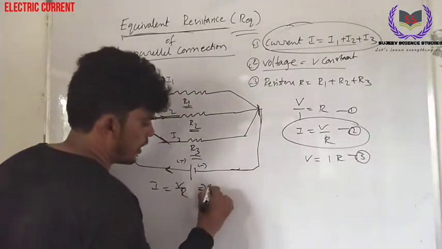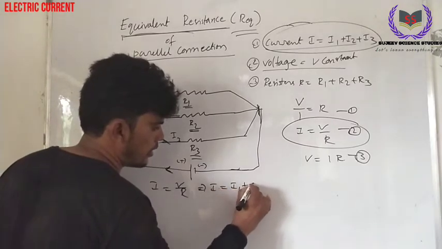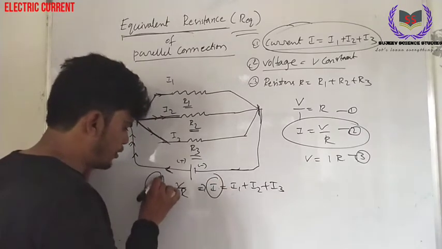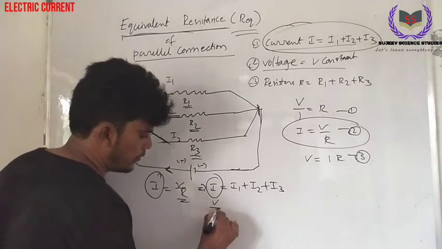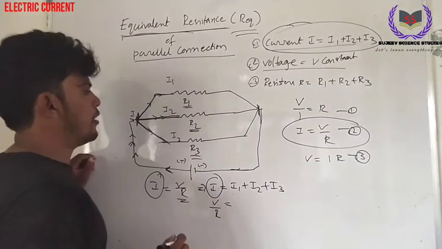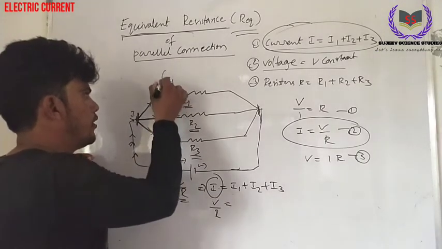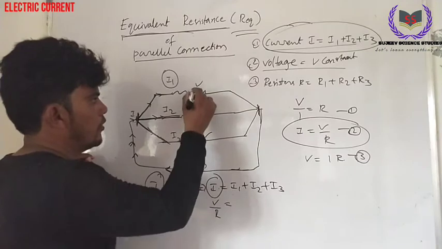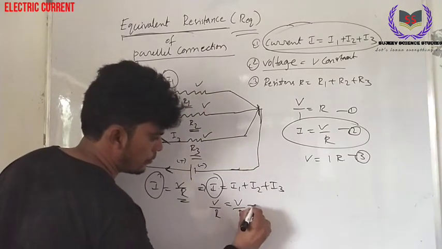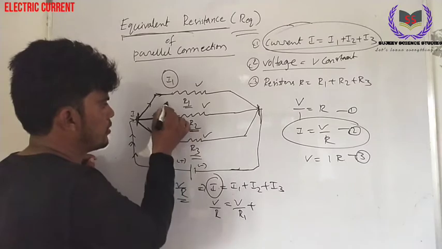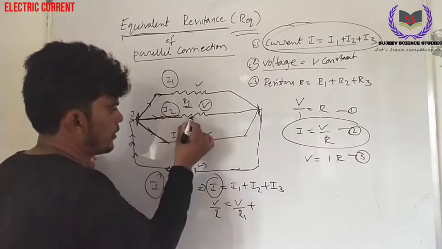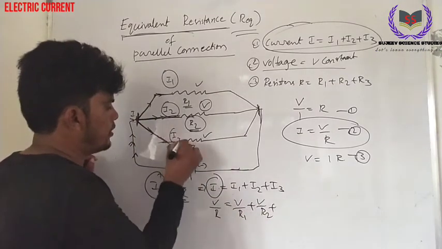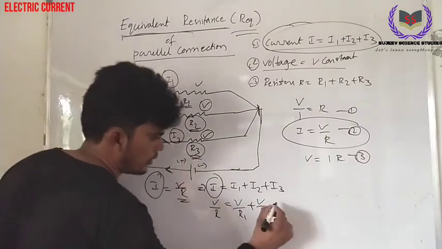Look at here. From that, I equal to I1 plus I2 plus I3. Yes or no? So what is the meaning of I? I equal to V by R. Then I will write here V by R equal to I1, which means, look at here, this is voltage V, this is also voltage V, this is also voltage V. So V by R1 plus I2 means V by R2, plus I3 means V by R3.